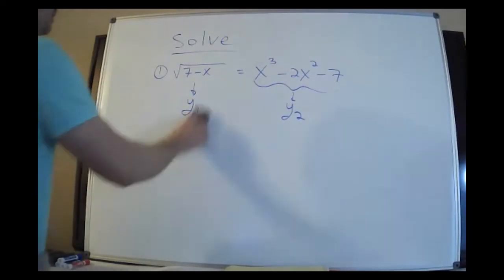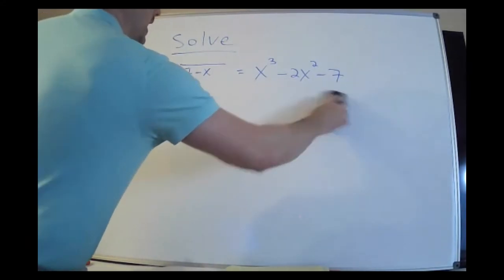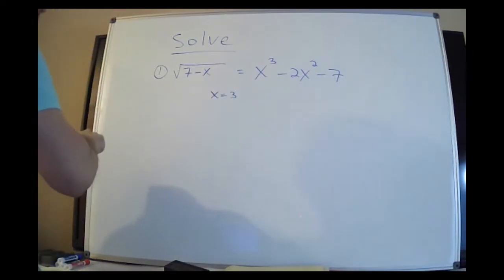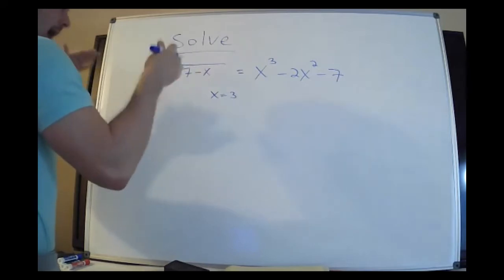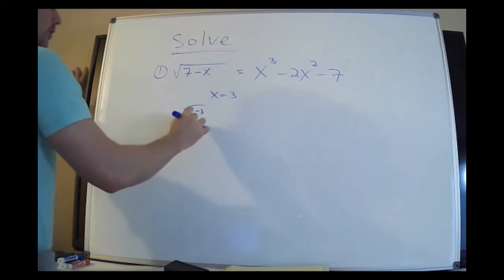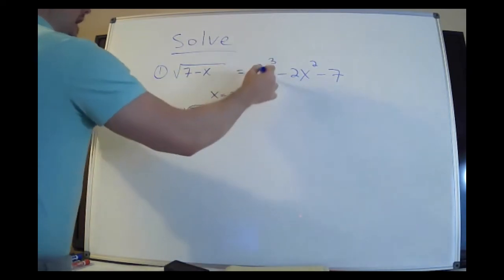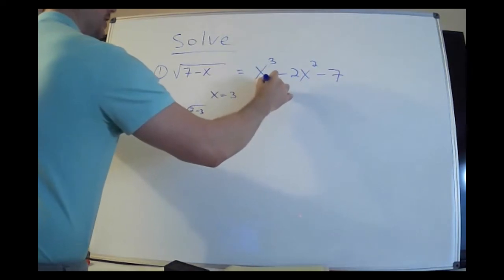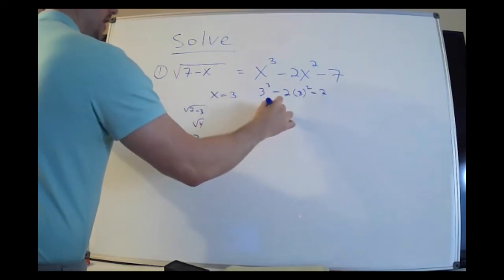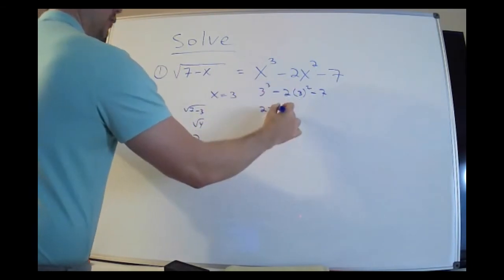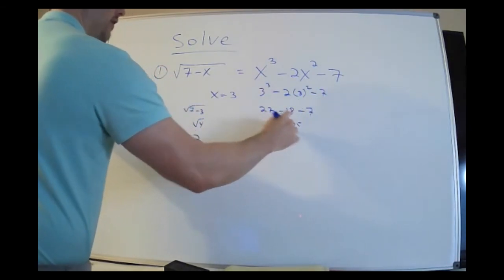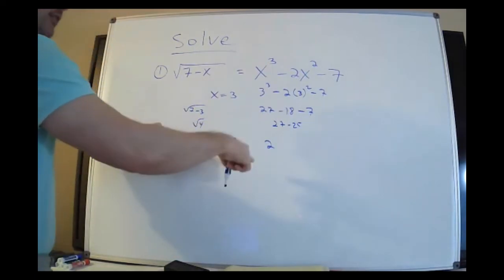All right, so back to the board. I used the calculator and I saw that when x was 3, these two graphs met. They intersected at that point. Now, if you put 3 in this side, you would have radical 7 take away 3, which is radical 4, which is 2. If you put 3 into this side, 3 to the third, I'll try to do this fast. 3 to the third is 27, right? 3 times 3 times 3. This is 9 times 2, which is 18. Take away 7, so that's 27, take away 25, which is 2. Yay, both sides are 2.